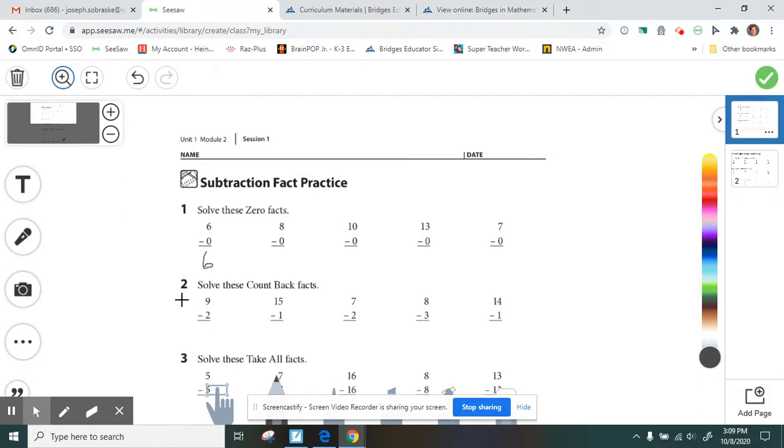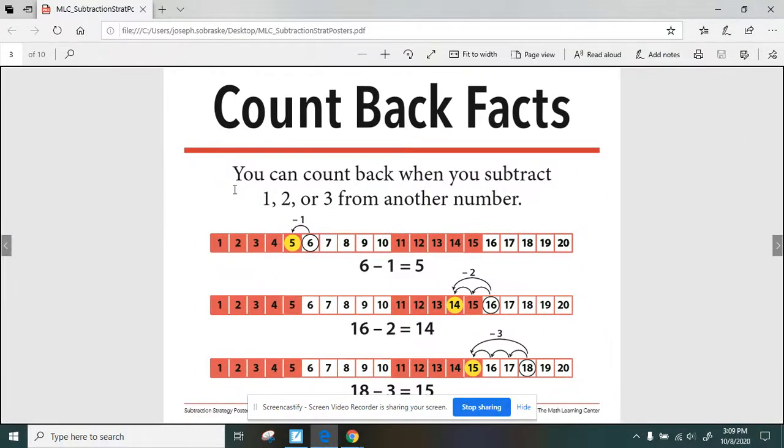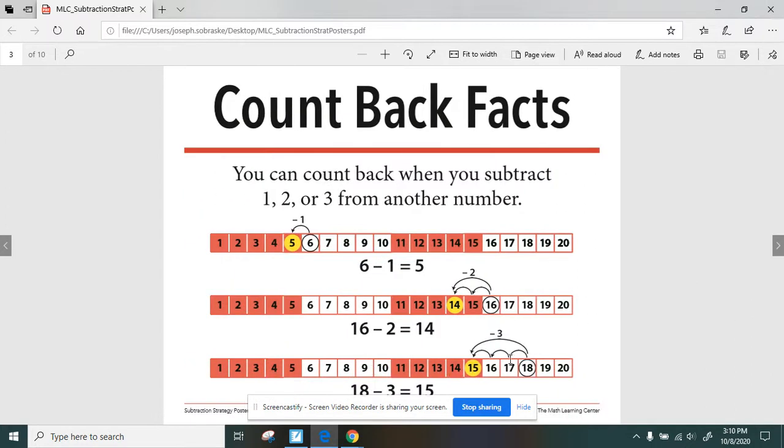Number 2, solve these count back facts. Remember the count back facts. You can count back when you subtract 1, 2, or 3 from another number. Those are small enough that you can just count back in your head. For example, 6 minus 1, well, start at 6 and just count back 1, 5. 16 minus 2, well, start at 16 and just count back 1, 2 in your head, 14. Or 18 minus 3, start at 18 and go back 3, 17, 16, and 15. Okay?